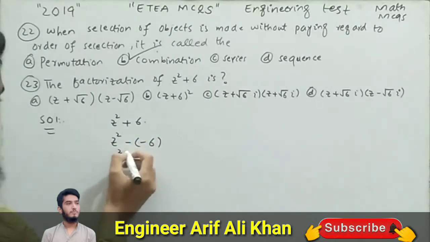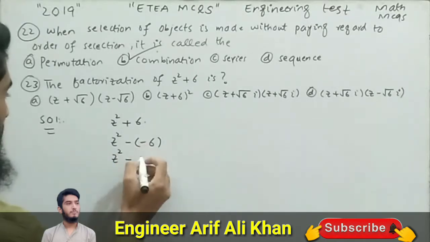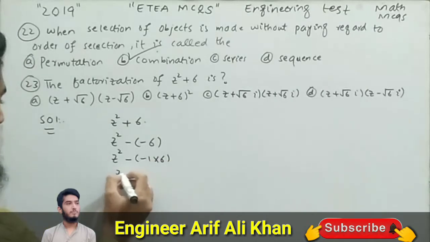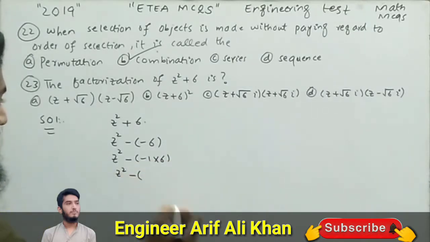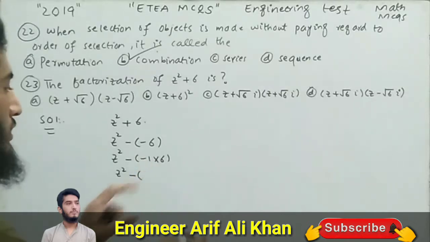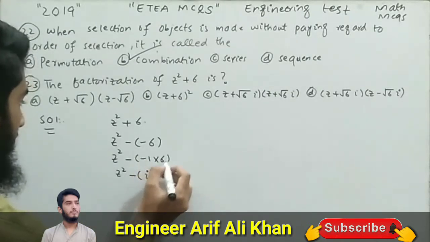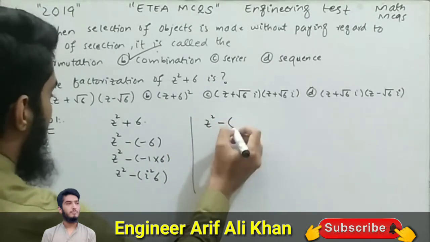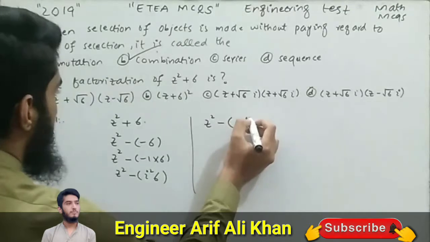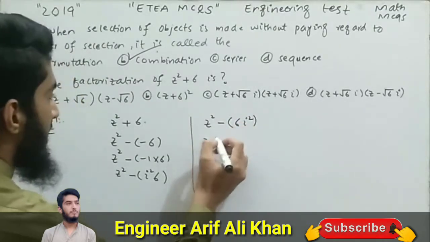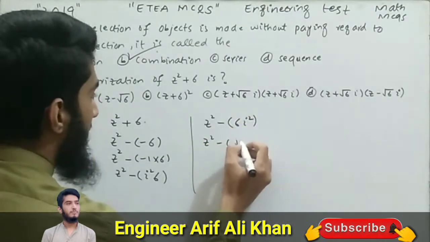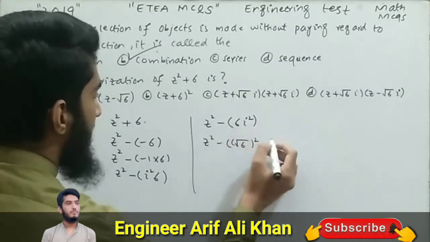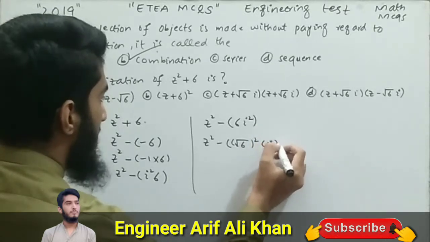After this, z square will come down as it is, minus will come down as it is. Over here, minus 6 can be written as minus 1 multiply 6. Now it becomes z square, this minus will come down as it is. You know that minus 1 is always equal to iota square. So it becomes iota square and 6. So now it becomes z square minus 6 iota square. Now z square minus 6 iota square can be written as z square minus square root of 6 whole square, and iota square will come down as it is.